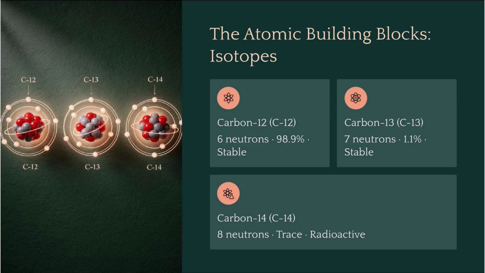To understand the clock, we must first understand the gears, the atomic building blocks known as isotopes. Carbon is not a single uniform substance. It comes in three distinct varieties. First, there is carbon-12, which contains 6 neutrons and makes up 98.9% of all carbon. It is entirely stable. Then we have carbon-13, containing 7 neutrons, which accounts for just 1.1% and is also stable. Finally, there is the rare and vital carbon-14 with 8 neutrons. Unlike its siblings, it exists only in trace amounts and is radioactive.